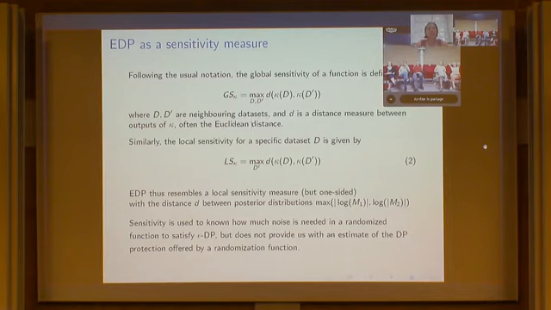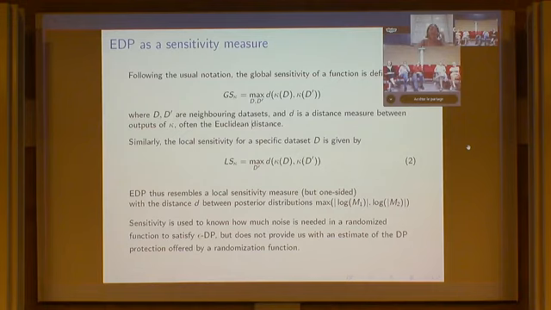With EDP, you have a fixed data set and a fixed model, and you're looking at the posterior distribution. That posterior distribution is just fixed, it just exists, right? So you're not thinking about a property of a randomization function now, but of an output of a randomization function. And you look at the difference between different outputs of that randomization function. So what you're really computing is a local sensitivity measure for that posterior distribution.